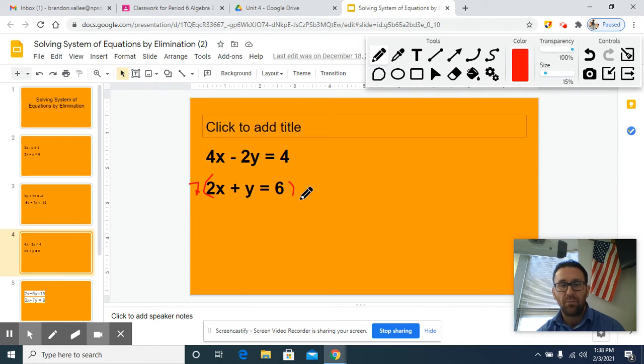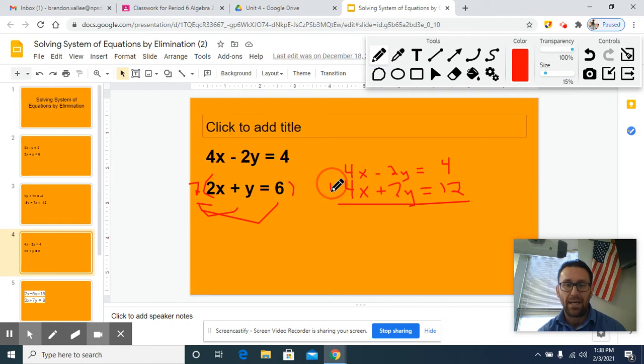So I multiply this row by 2, and I get 4x plus 2y equals 12. And then I'm just going to put that top row back on. I don't have to change anything about that top row. Again, notice I multiplied 2 by everything in that row. Okay, so now I can add.